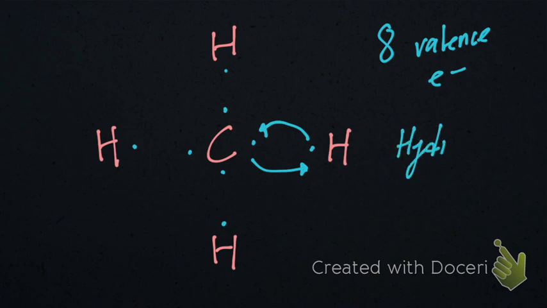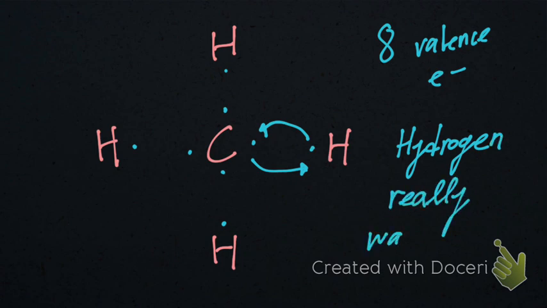Okay, hydrogen really wants 2 electrons. They're happy with 2. Hydrogen is such a small atom. Once they have 2 electrons, they have their shells full, like 1s2, right? And so hydrogen's very happy with 2.